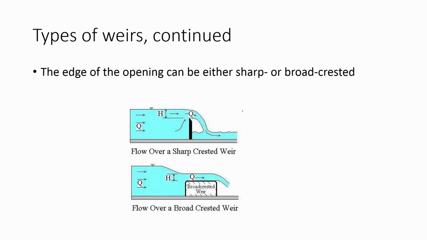There are two types of weirs. The edge of the opening can be either sharp or broad crested. So you can have either sharp, kind of like a plate, or you can have broad crested, which is usually a more permanent structure that you'll have in the channel.